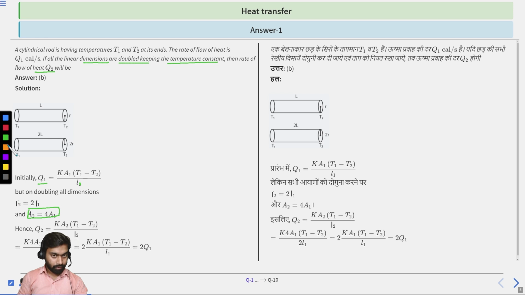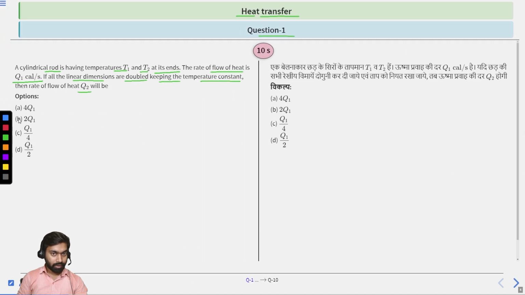This is L. So solving this term, you will get K 4A1 (T1 minus T2) divided by 2L1. So 2 K A1 (T1 minus T2) divided by L1. Solving this, you will get 2Q1. Clear? It means the rate of flow of heat Q2 will be 2Q1. Dimensions are doubled, flow is also doubled. So the correct answer is B. B is the correct answer.